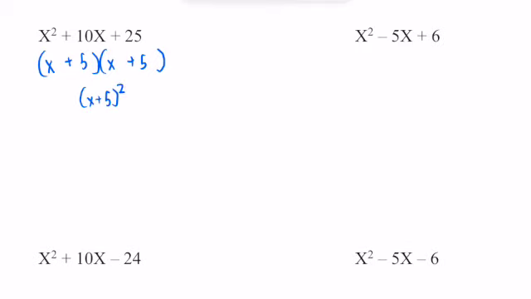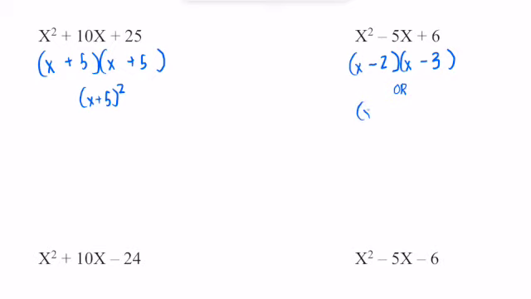Let's look at our next example, x squared minus 5x plus 6. Here again, we'll have two parentheses. It starts with x squared, so we'll have x at the beginning of each one. Here we need to find what we can multiply to be a positive 6 that adds up to a negative 5. To multiply to be a positive 6 and add up to a negative 5, we would need a minus 2 and a minus 3. So x minus 2 times x minus 3 would be our factoring.